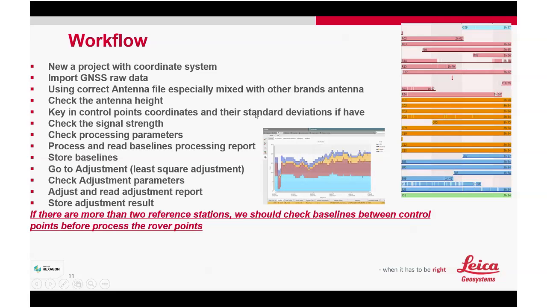If they have a standard deviation, people will ask why I need the standard deviation. This is for the adjustment later on. And for the signal strength, later I'll show you. Now I have quickly gone through this workflow first. We can do the signal strength check, and also we need to check the processing parameters before we press the process button.